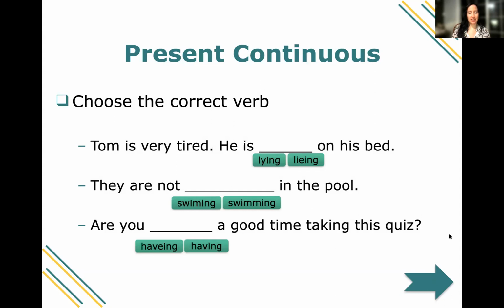Present continuous. Let's help choose the correct verb. Tom is very tired. He is lying on his bed. So you have to correct the spelling of the verb, which kind of gives the answers away. You just have to know the spelling here. He is lying with the Y, or is it IE? Lying. He is lying on his bed with the Y. They are not swimming in the pool. One M or two M's? Two M's in swimming. They are not swimming in the pool. Are you having a good time taking this quiz? Is it with the E or not the E? Having. You're having a fantastic time taking this quiz because you're doing amazing.